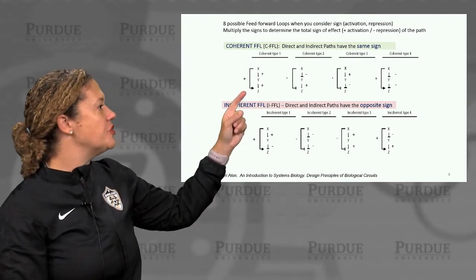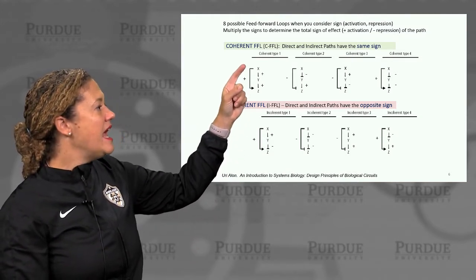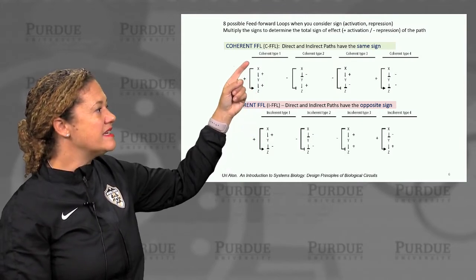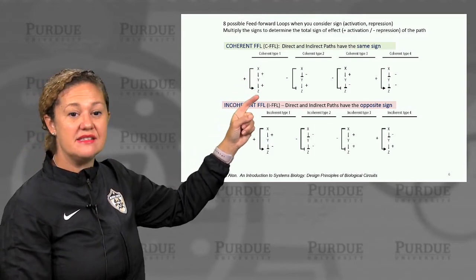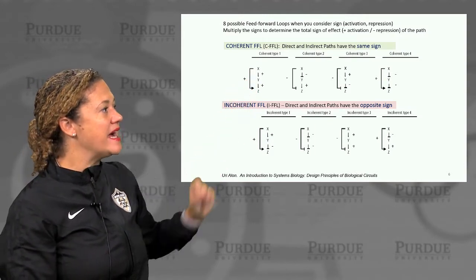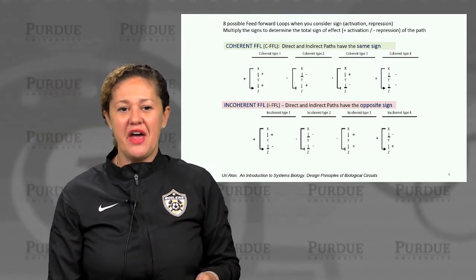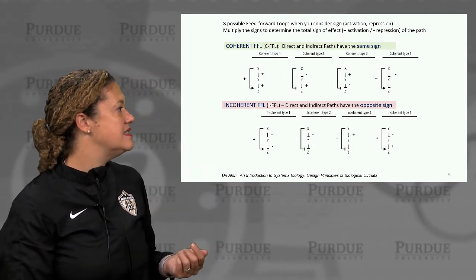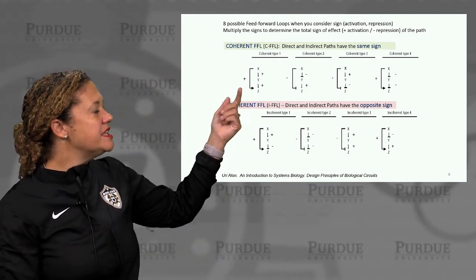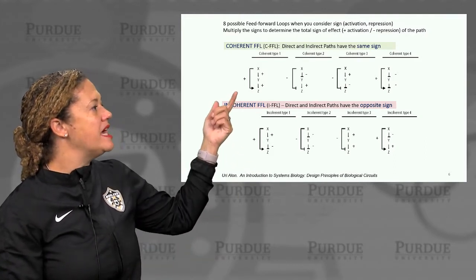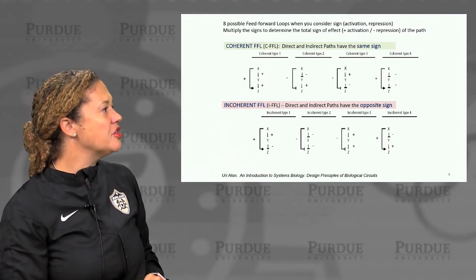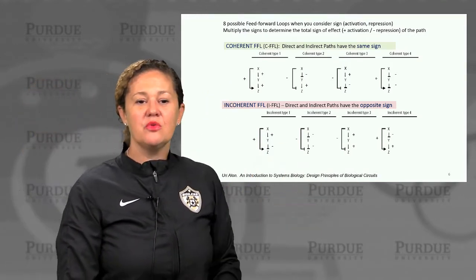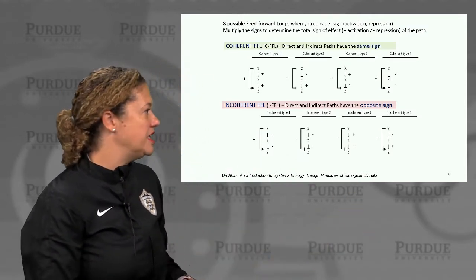So let's look at our first, coherent type 1. So if X has an activation or positive effect on Z, and X activates Y, which activates Z, both paths, the indirect and the direct, are going to have the same effect of activation. Through either path, X activates Z. And we can look at the effect of the indirect path by multiplying the signs within that path to determine this total sign effect. So positive times positive, activating an activator results in positive activation.